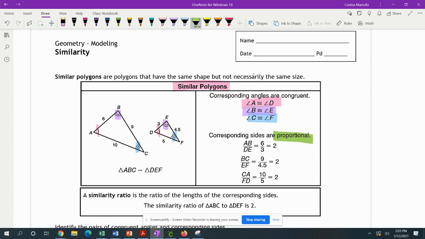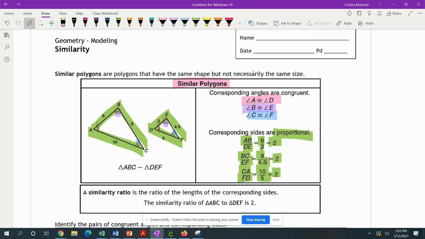What that means is if you take AB and divide it by DE, 6 divided by 3 gives us 2. Then BC and EF, when you divide them, 9 over 4.5, that also gives you 2. And then CA and FD, CA is 10 and FD is 5, and when you do 10 divided by 5, that gives you 2. So that gives you all the proportions.